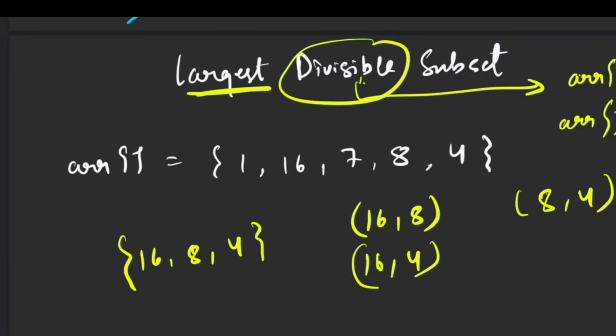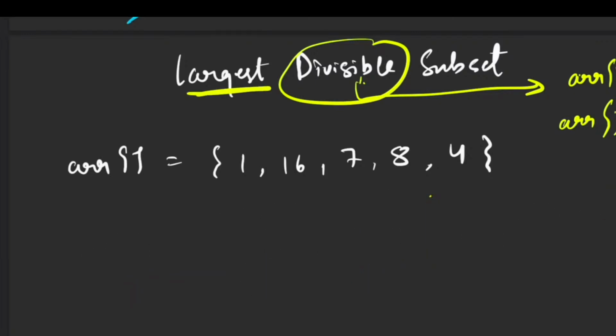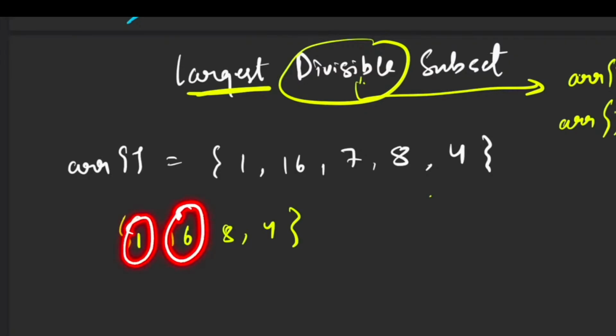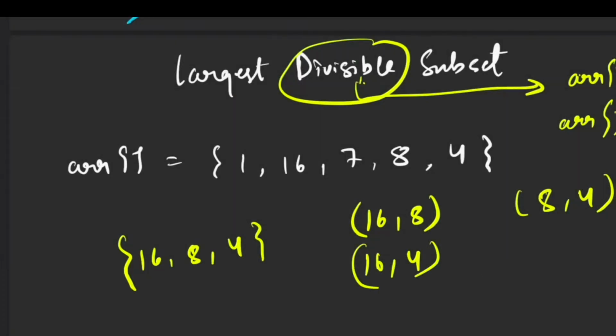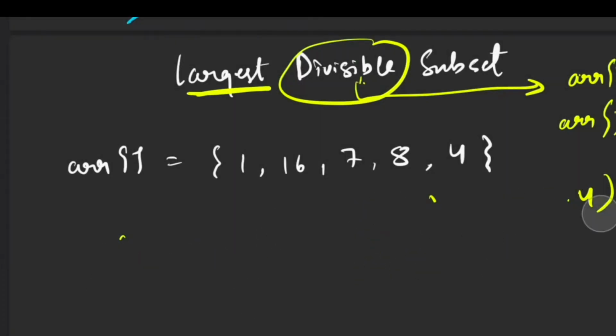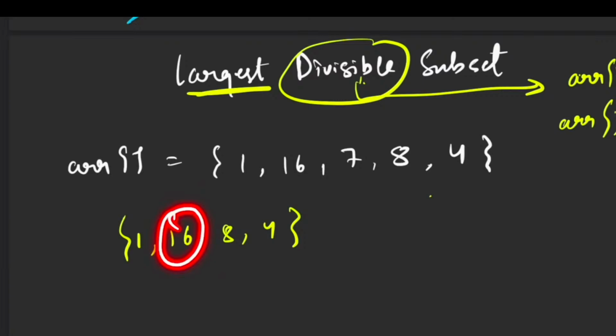So I need to find the largest. So I can say if I just omit this, which will be the largest divisibility subset, then I can pick 1, 16, 8 and 4. This is indeed the largest divisible subset, because if I write down the pairs, 1, 16, 16 divides 1 for sure. 1, 8, 1 divides 8 for sure. 1, 4, it's still divisible. 16, 8, divisible. 16, 4, divisible. 8, 4, divisible. So I can say all the pairs are divisible. Okay.